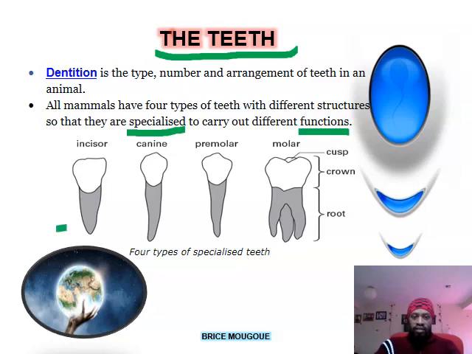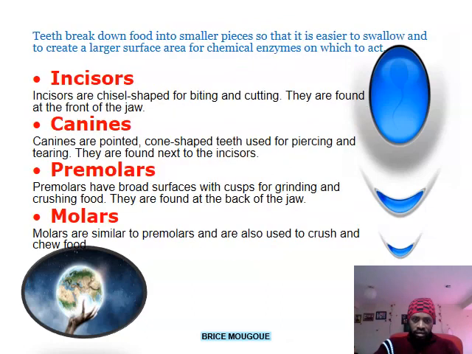So we have incisors, which are basically for biting. Canines, basically for cutting. Premolars and molars, basically for grinding. You see, they have different shapes or different structures. So here we have the different types of teeth with their functions.